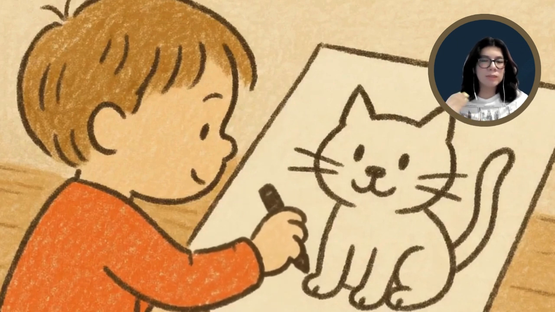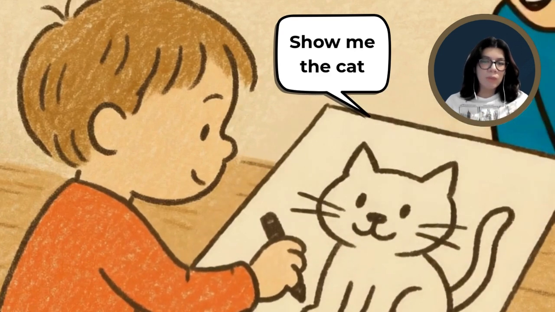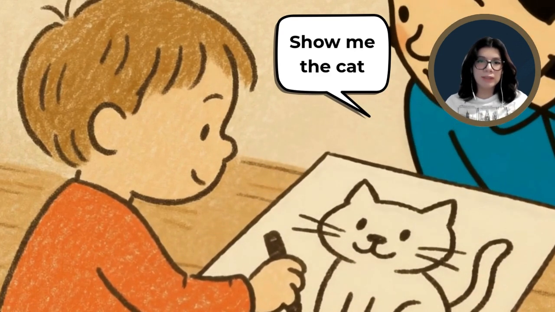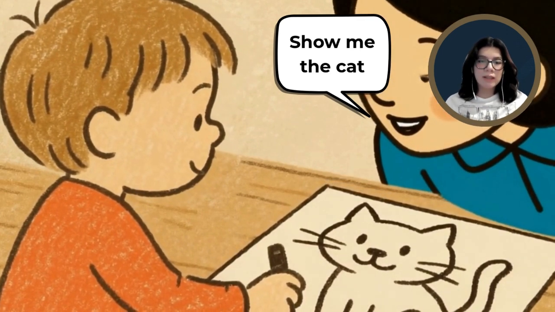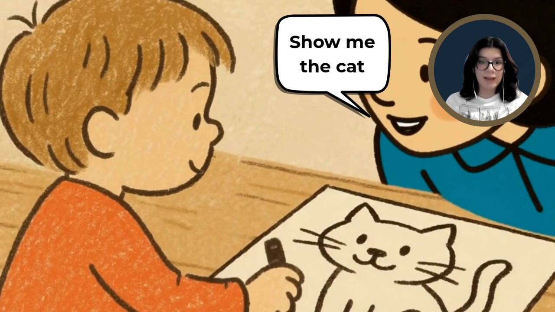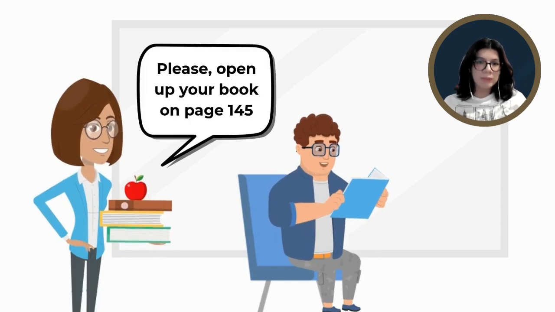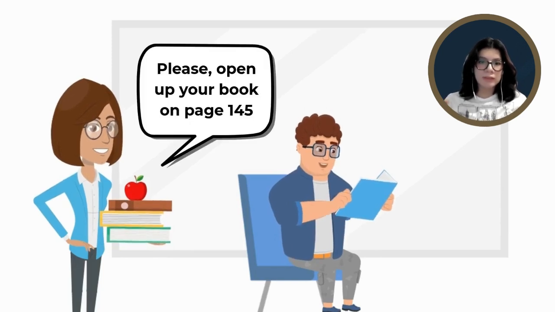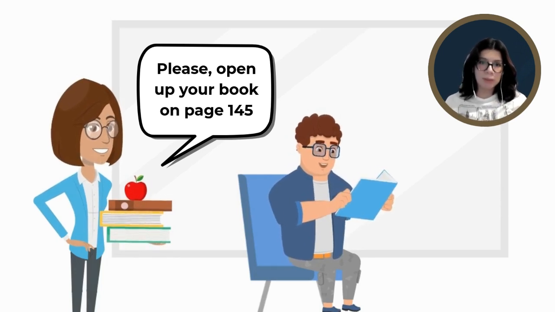So when teachers speak to young children, they usually use simple words and more gestures overall. For example, we might say to children, let's read or let's draw, show me the cat, and then good job. But when we are speaking to older students, as teachers, we can tend to use more complex language. For example, please open up your books on page 145. We will discuss the poem's meaning.